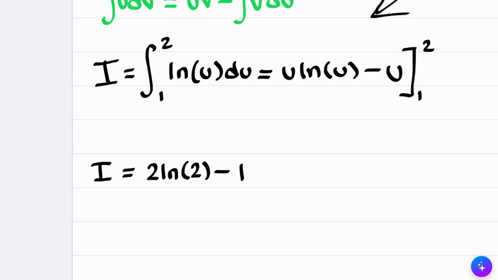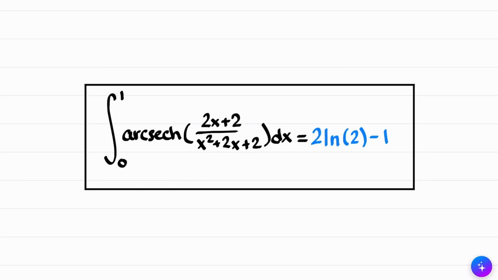And there we have it. Our integral has reduced to 2 ln 2 minus 1, and that is our final answer. Let's go put a box around it. So there we have it. After all of that work, we finally landed on a final answer. Our inverse hyperbolic secant of 2x plus 2 over x squared plus 2x plus 2 from 0 to 1 has just come out to 2 times the natural log of 2 minus 1, which is about equal to 0.39, and that was the correct answer on the Daily Integral website.